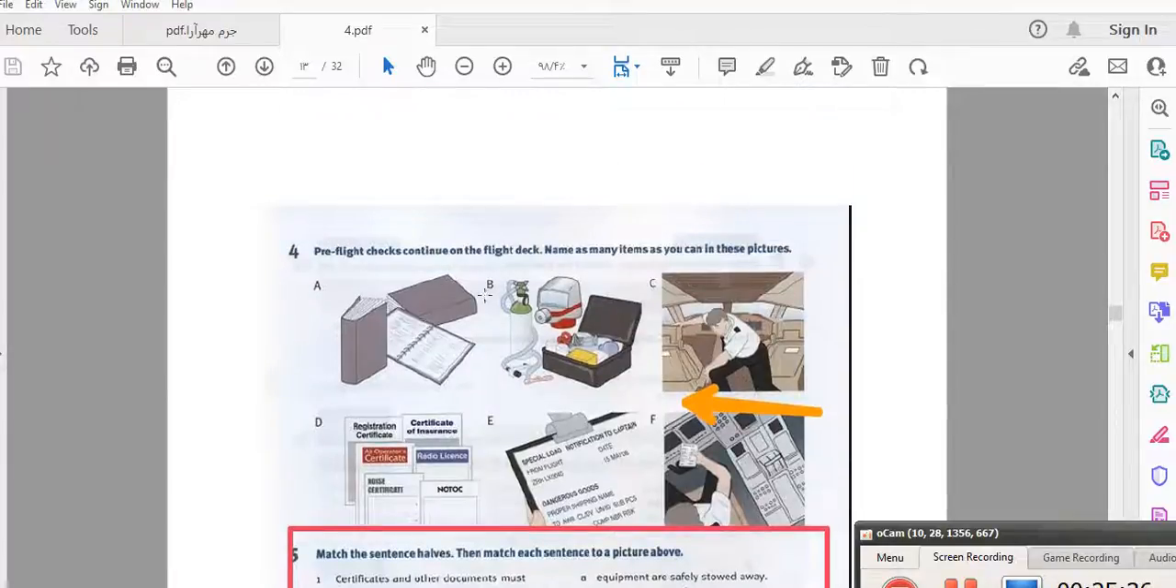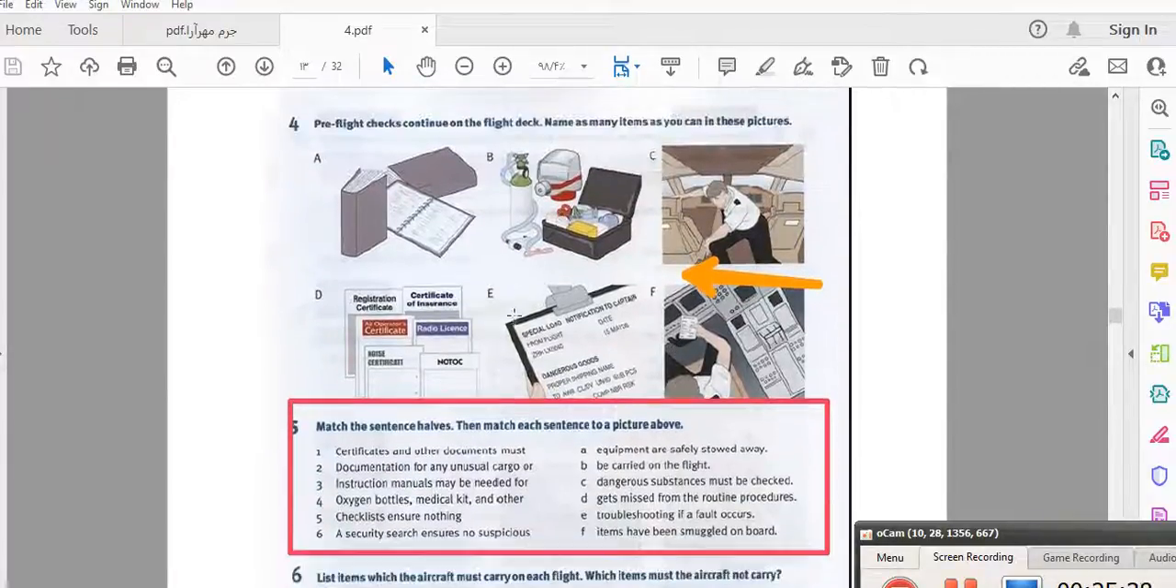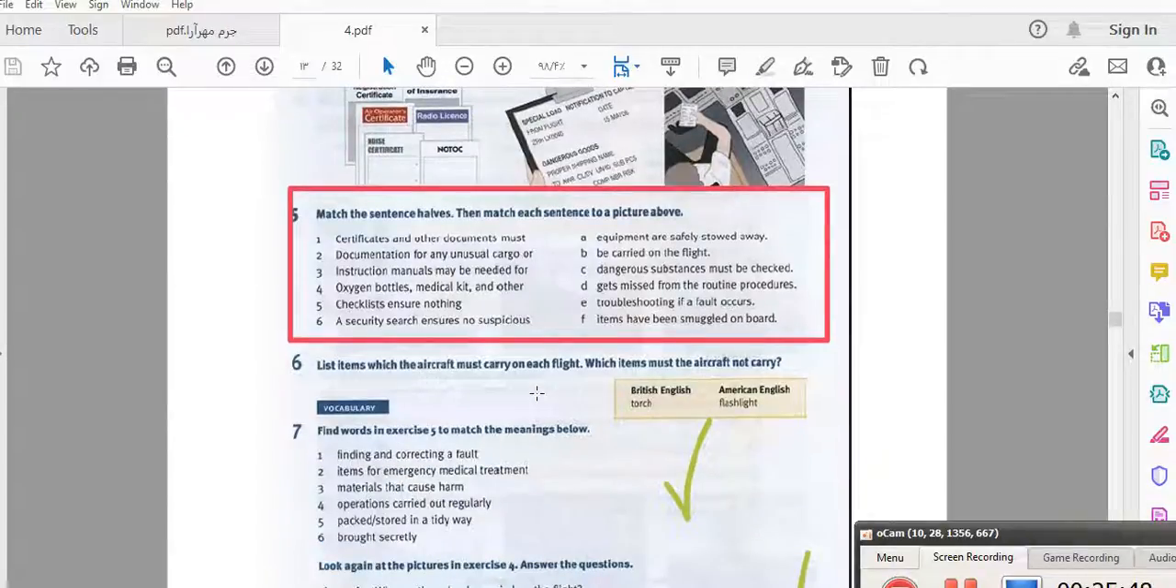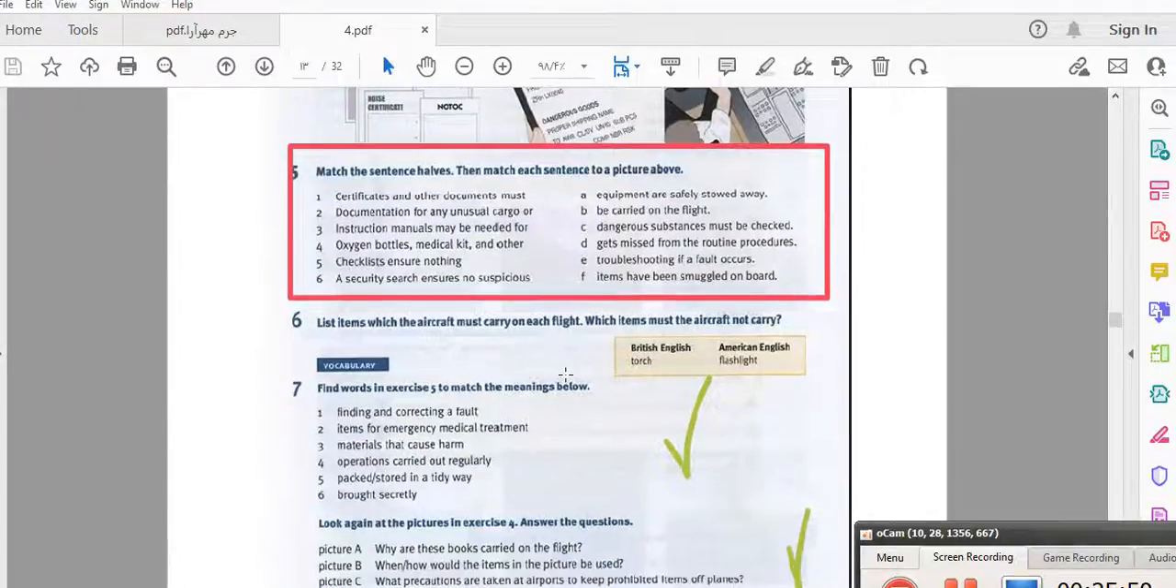This is your job. Take a look at this picture. List items. What do we have here? For example, these are the manuals, oxygen tank, a smoke hood, first aid kit, certificate, checklist. You see all of them. What should we carry on the plane? And which items must not be carried on the plane? Lots of things. For example, liquids, dangerous materials. So there are lots of things.